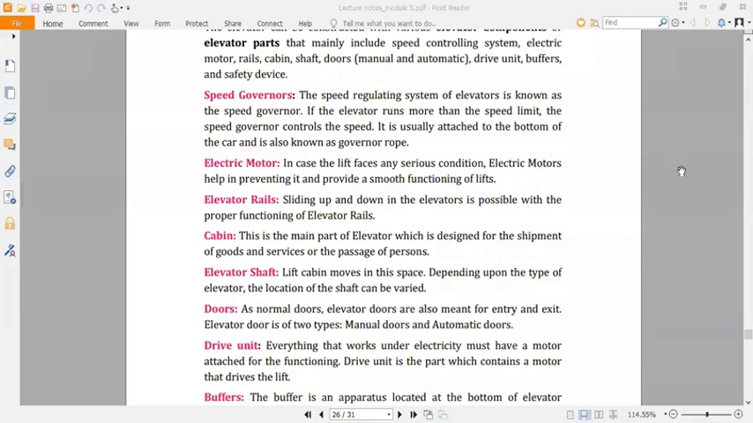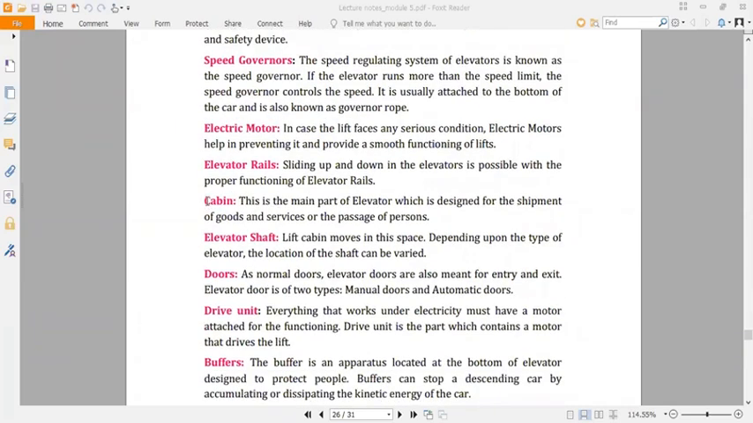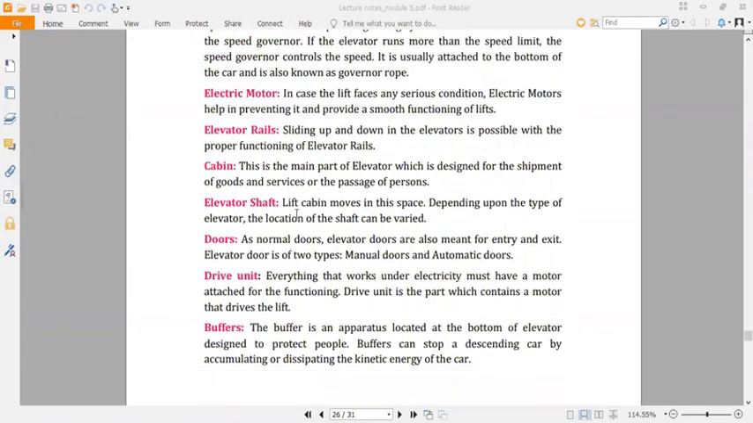ओके, तो इसमें डिफरेंट कंपोनेंट्स क्या क्या होते हैं एलिवेटर्स के। एक स्पीड गवर्नर जो कि स्पीड को कंट्रोल कर रहा है, दूसरा इलेक्ट्रिक मोटर जो कि इस पूरे सिस्टम को ऑपरेट कर रहा है। द थर्ड वन इज एलिवेटर रेल। Along this elevator rail, the elevator is going up or down. Okay. Then a cabin is there to carry the person or any luggage. The elevator shaft. Okay. Along the shaft, the lift cabin will move into the space.